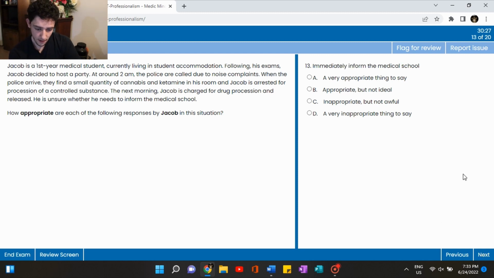Question 13. Immediately inform the medical school of this drug thing. Automatically, I'm going to go with very appropriate in this case because you're following the guidelines. The next one, you are informing the medical school, which is a good thing, but then you're waiting until the start of the next semester in order to do so. So it's appropriate to inform the medical school, but it's not ideal to do it this late. So I'm going to go with B.